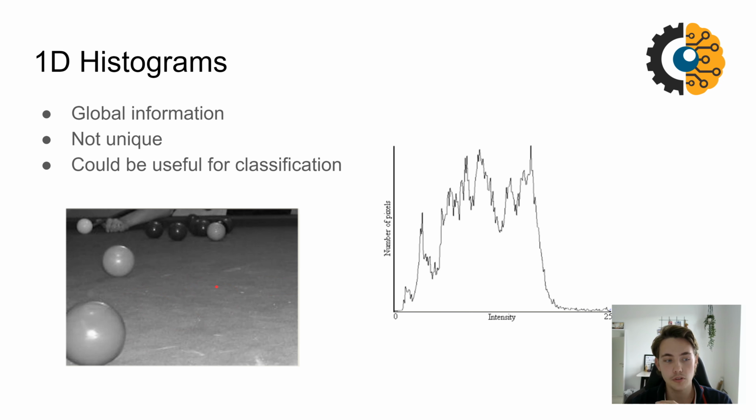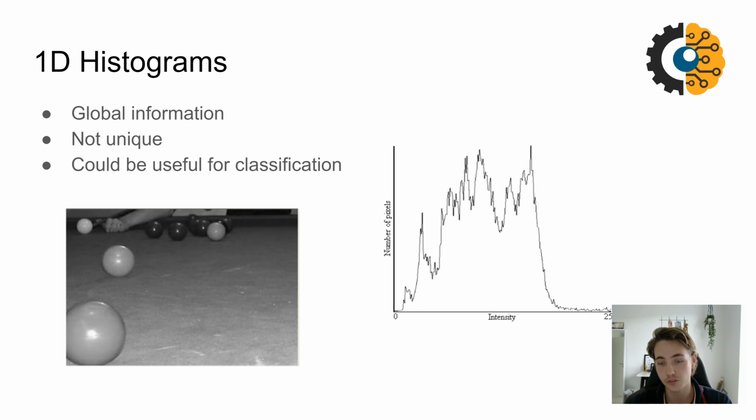And we can use histograms to get some useful information for classification. We can, for example, say that these bolts were red and the background was white, then we can classify those red bolts out because the intensity would be different in those areas compared to all of the other pixels in the image. So it could be useful for classification, but not certain classification.